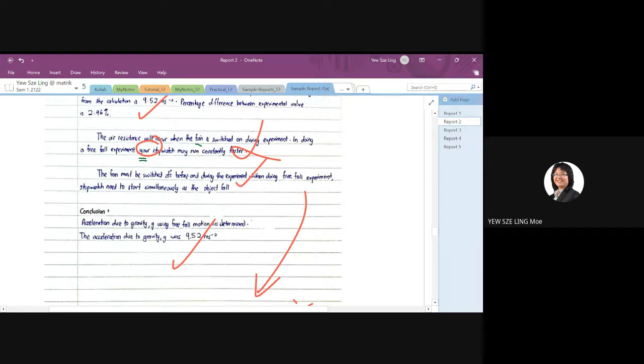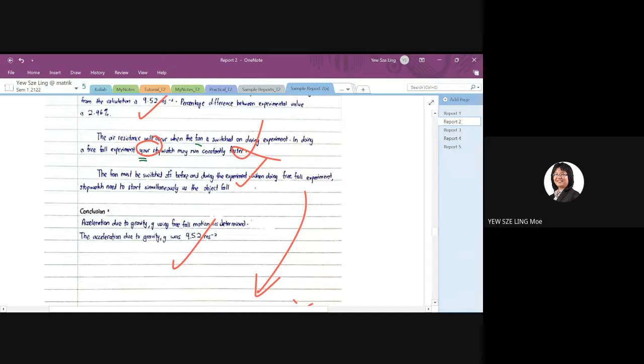So in doing a free fall experiment, your stopwatch may run constantly faster. If it runs constantly faster, how do you know? That is my question. How do you know that it runs constantly faster? You need to explain. What makes you think it runs constantly faster? All right. And then the fans switch off. Okay, this one I accept.